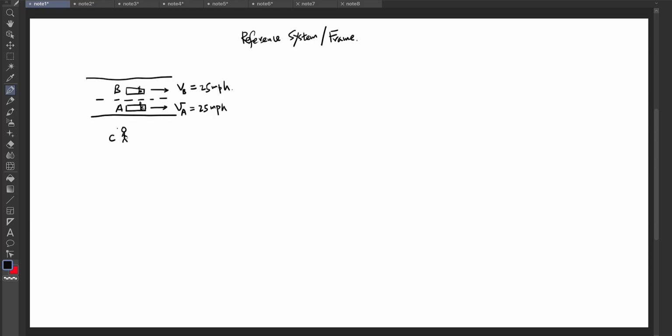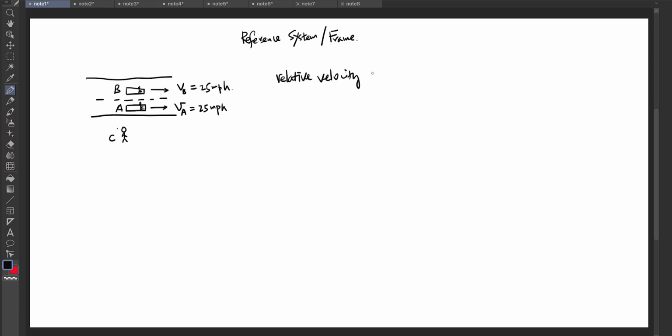Now from this person C's point of view, both car A and car B are moving to your right with this same velocity, 25 miles per hour. So when we say that, we're using this person C as the reference system, meaning the velocity that we talked about earlier, 25 miles per hour for both cars, they're actually relative to the reference system C. Okay, so all the velocities that we talk about in everyday language, they're actually relative velocities.